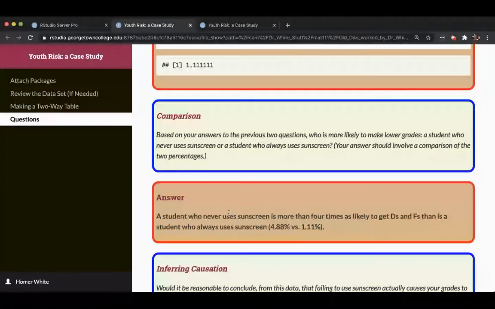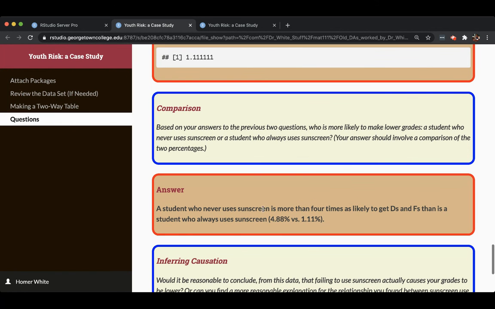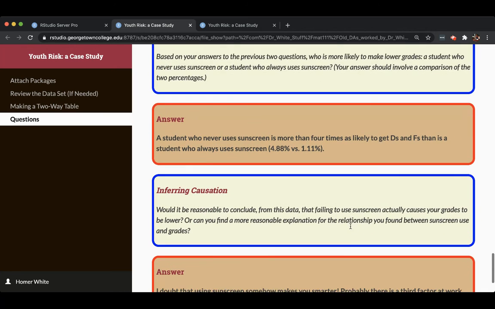Next question is to make a comparison. Based on your answers to the previous two percentage questions, who's more likely to make lower grades? A student who never uses sunscreen or a student who always uses sunscreen? So comparing the percentages, 5% versus 1%, I would say that a student who never uses sunscreen is a good bit more likely to get low grades, D's and F's, than is a student who always uses sunscreen. Looks like that student is nearly 5 times as likely, 5% versus 1%, to get low grades.